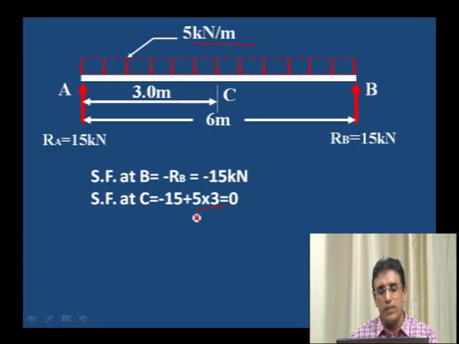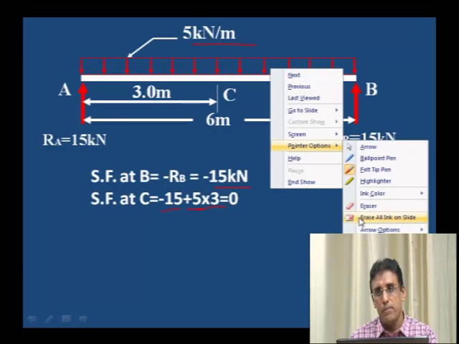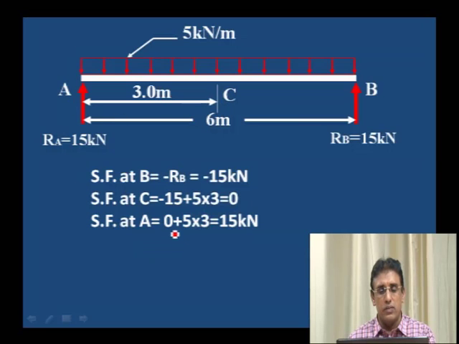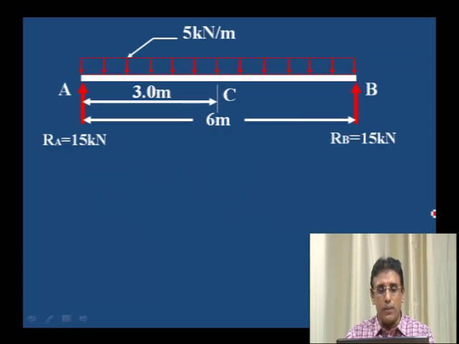5 into 3 is 15 kilonewton downward, so minus 15 kilonewton plus the previous value of minus 15 kilonewton, that will be equal to 0. Shear force at C is equal to 0. Shear force at A, from C to A, is 0 plus the previous value 0 plus 5 kilonewton per meter for a distance of 3 meter it is acting. 5 into 3 is equal to 15 kilonewton. Okay, this is the shear force value.